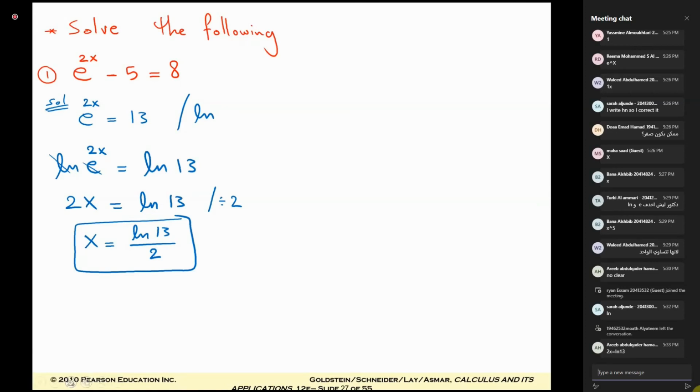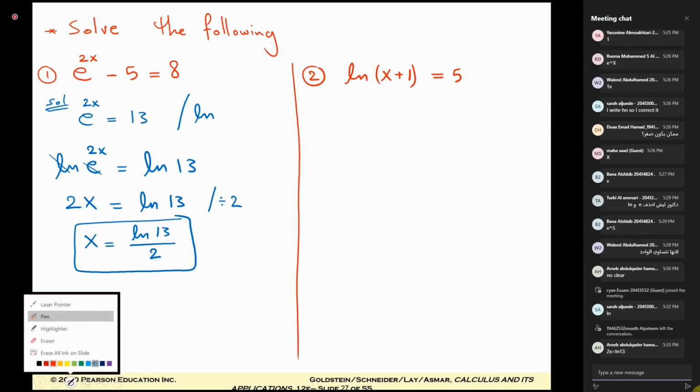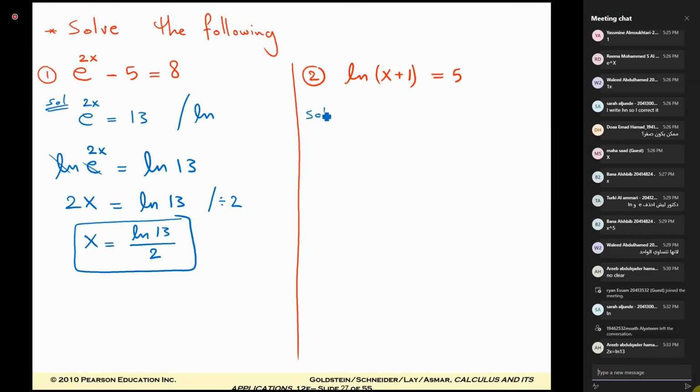Now, another example, taking the e for both sides. Number 2: if we have the equation with the ln, for example, ln of x plus 1 equals 5. What's the value of x? Or solve this equation. The solution: ln of x plus 1 equals 5.